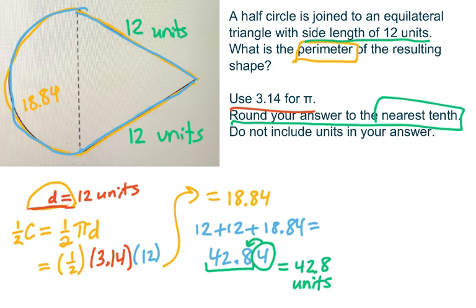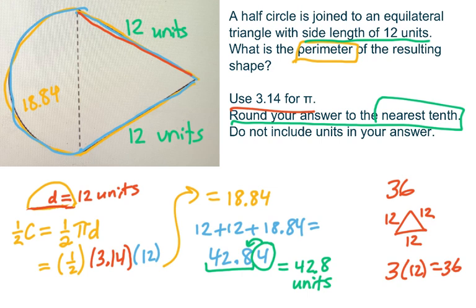If you chose the wrong answer of 36, then what I think you did is you treated this as just a triangle with 12, 12, and 12 as the units for each side, and you multiplied 3 times 12 equals 36, or 12 plus 12 plus 12 equals 36 units. So you did know that you needed to use 2 of the side lengths, but you added the third side length, which you weren't supposed to, and you also didn't put on that half of the circumference. So those are the 2 errors that I think happened if you had 36 for your answer.